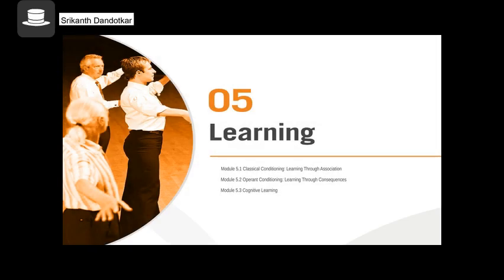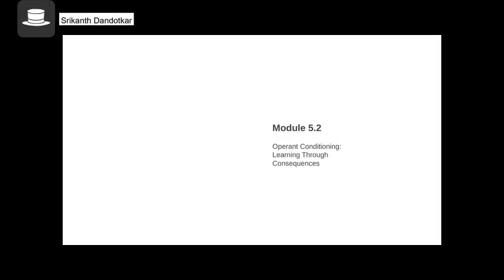Welcome back. In this video, we're going to talk about the second form of learning called operant conditioning. In the first video, we looked at classical conditioning. If classical conditioning is learning through association, operant conditioning is learning through consequences.